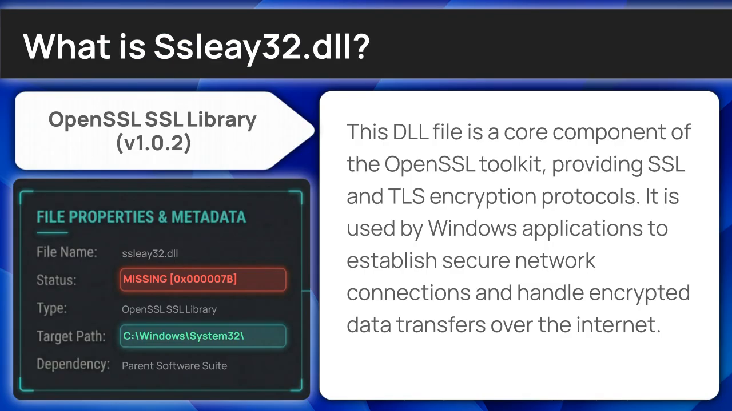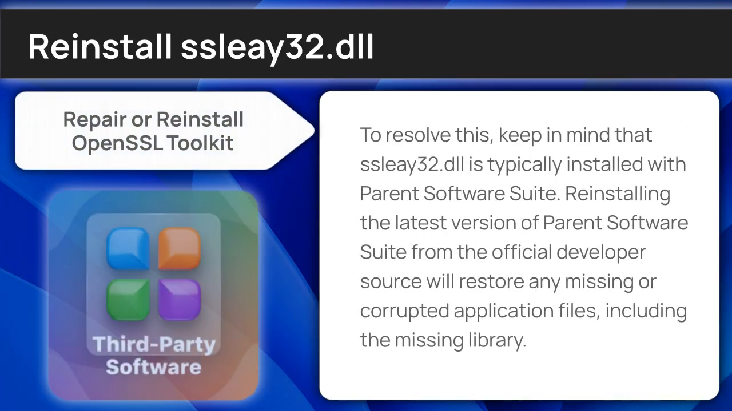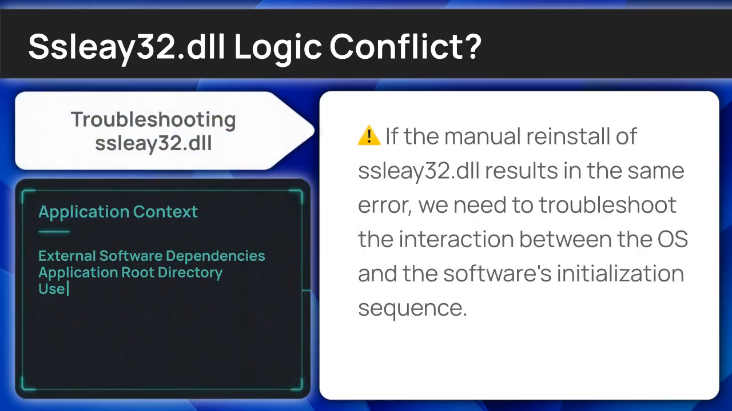Enough of the technical side. Let's get these files back onto your system. To resolve this, keep in mind that the Ssleay32.dll is typically installed with the parent software suite, the software where you encountered your error. Reinstalling the latest version of the application from the official developer source will restore any missing or corrupted application files, including the missing library.